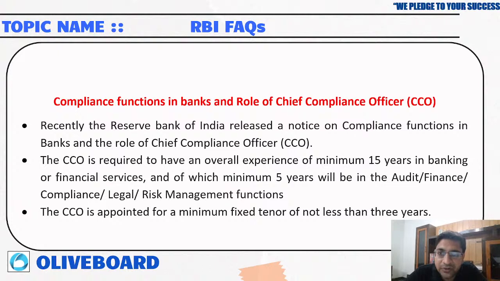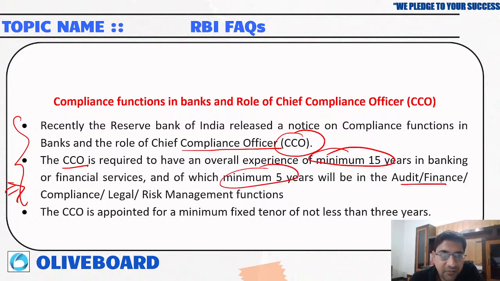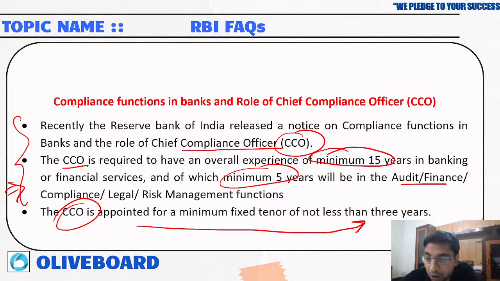Okay, then compliance. There is a compliance officer, that is the chief compliance officer. Recently the RBI has released a notice on the compliance function in banks and the role of the chief compliance officer, CCO. So you should know the technical aspects of that. The CCO is required to have overall experience of a minimum of 15 years, out of which a minimum of 5 years will be in audit, finance, compliance, legal, or risk management. And the tenure has been fixed at a minimum of 3 years, not less than 3 years.